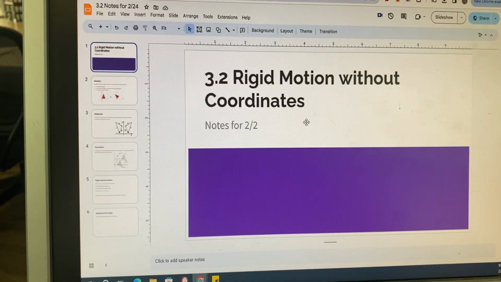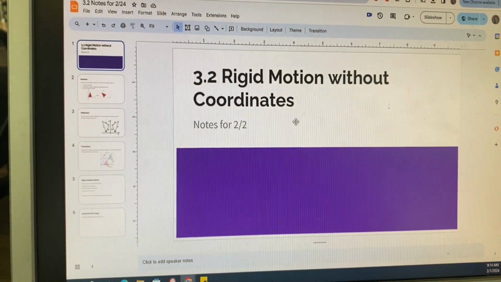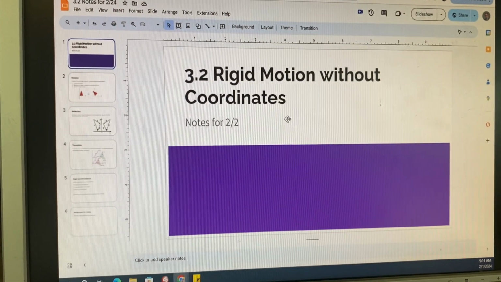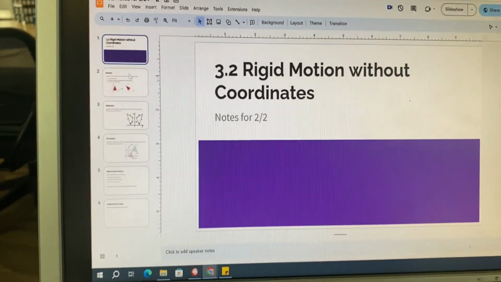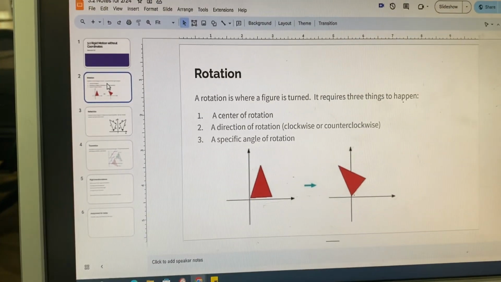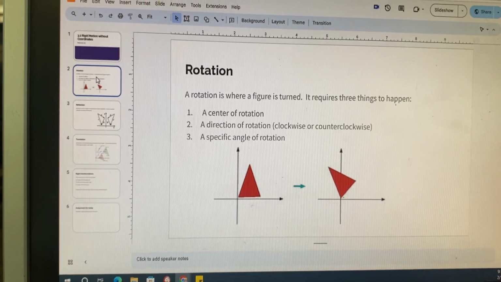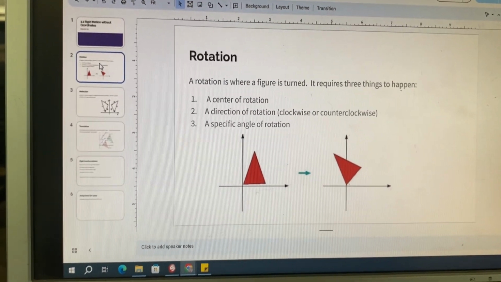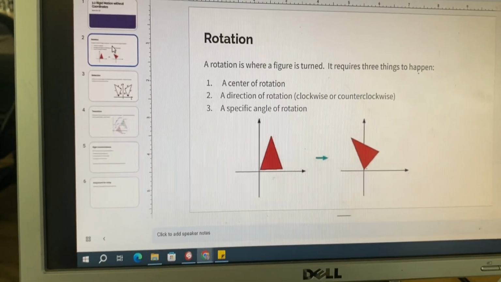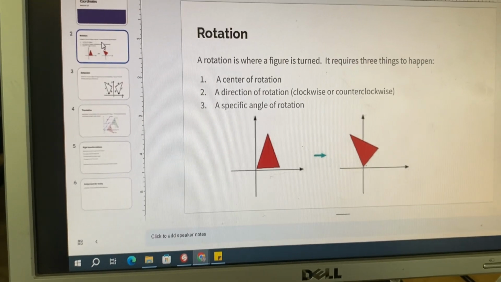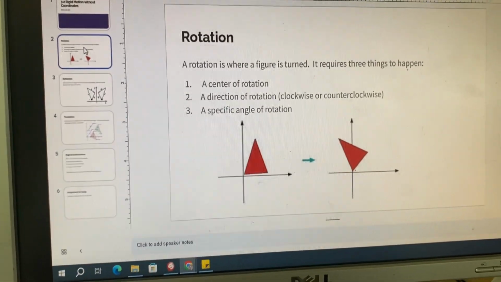So right off the bat, we see 3.2 Rigid Motion Without Coordinates. If I didn't get to say it on Thursday, welcome to Unit 3. There's a couple of different rigid motions. The rigid motions mean that we are maintaining the size of the shape. Nothing is changing about it except its location in some form.